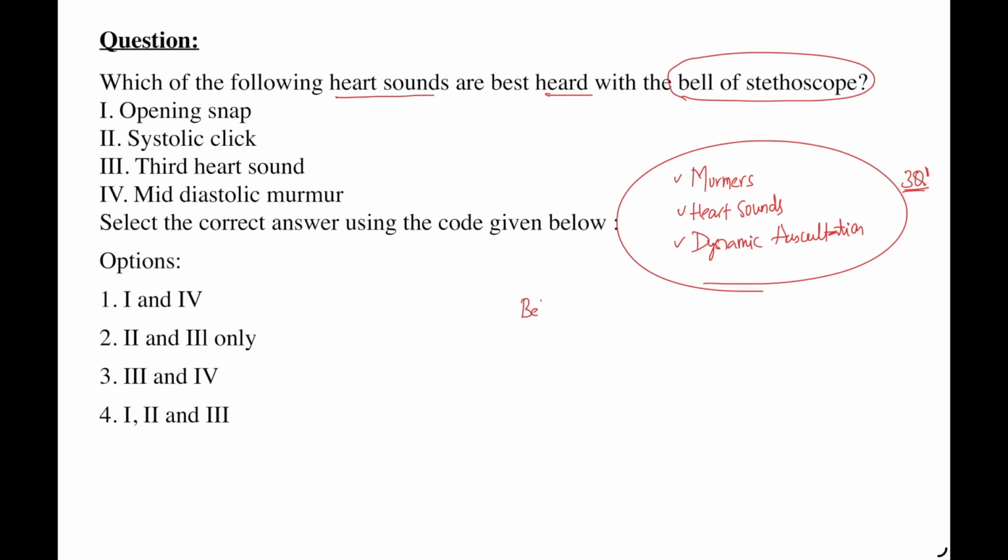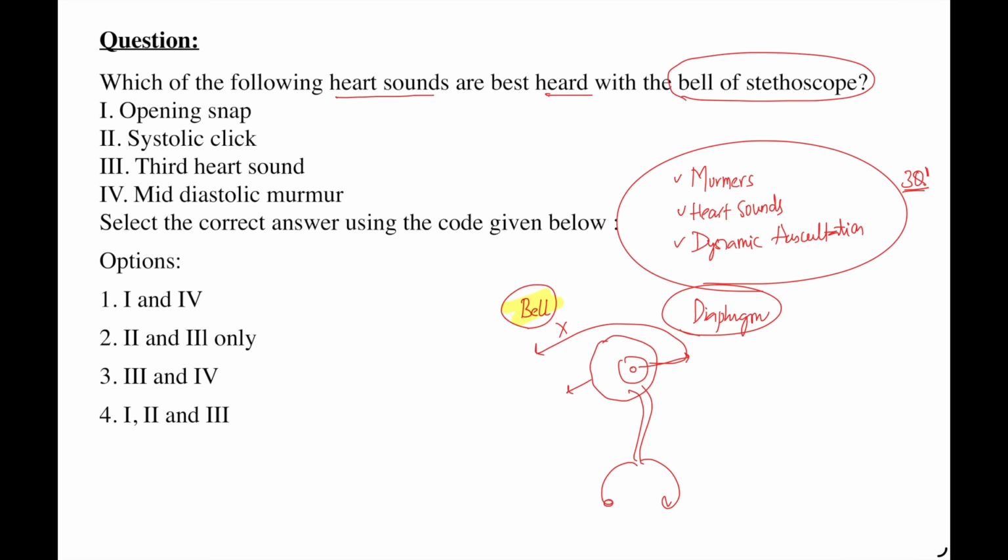But the problem here is there are two parts of a stethoscope. There is the bell, which we don't usually use. Always and always we use the diaphragm only while hearing the sounds, right? But there are some sounds which are heard best with the bell of the stethoscope. The smaller size, if this is the diaphragm, this is the bell. So the bell of the stethoscope is for low pitched sounds. So wherever you see any murmur which is low pitched, any heart sound like S3 and S4, they are low pitched.